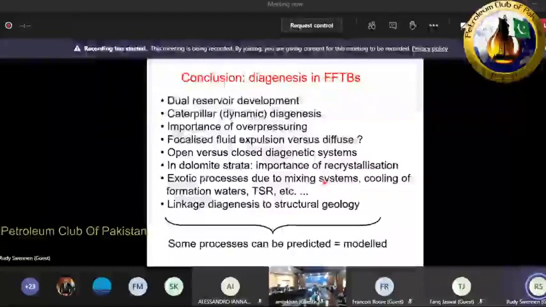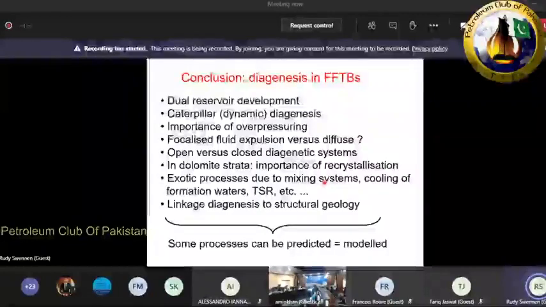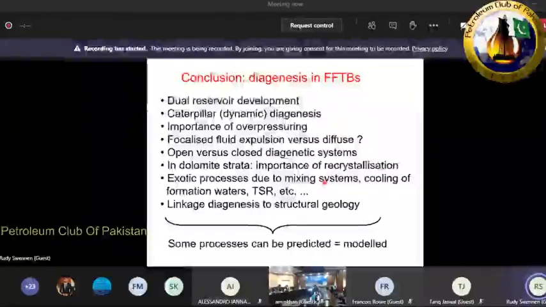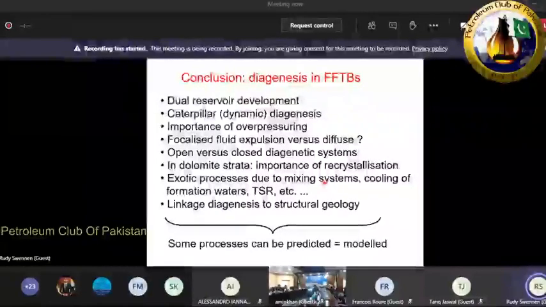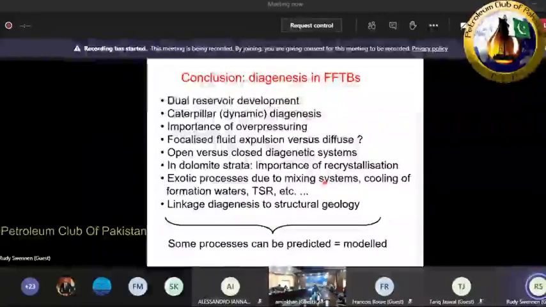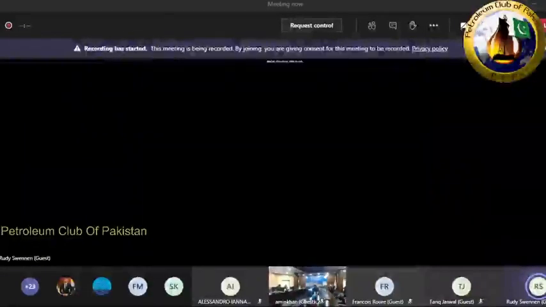And in Foreland fault and thrust belts, you are forced to link the diagenesis to the structural geological evolution. And if you are successful, to some extent, some of these processes can be predicted, can be modeled, and can help in the exploration. Thank you for your attention.